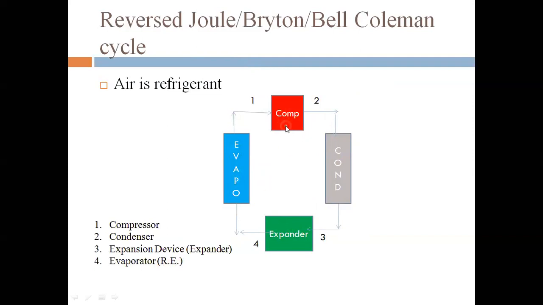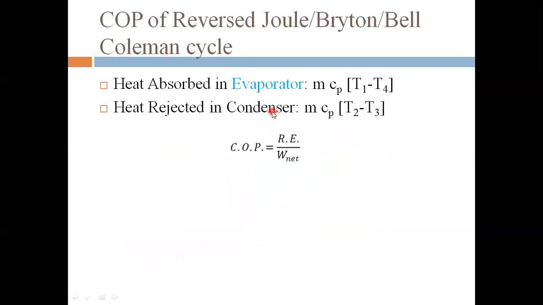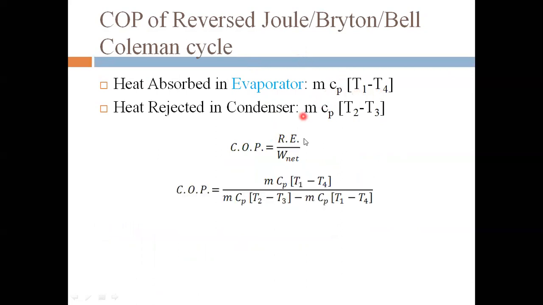And we have the compression work, that is our W net; the work obtained from the expander, and finally the net work, that is W net. So in the COP, RE divided by W net. RE is the evaporator process. So for the evaporator we have m Cp (T1 minus T4). So we can write m Cp (T1 minus T4) in place of RE, that is the process m Cp (T1 minus T4).